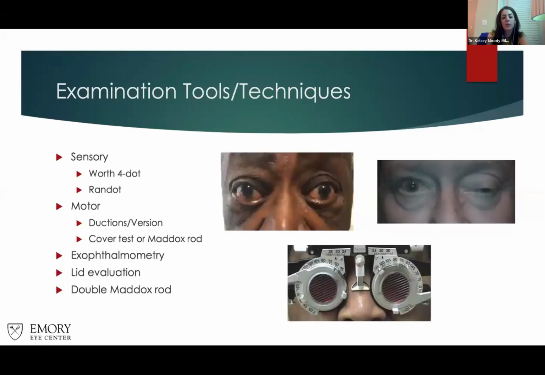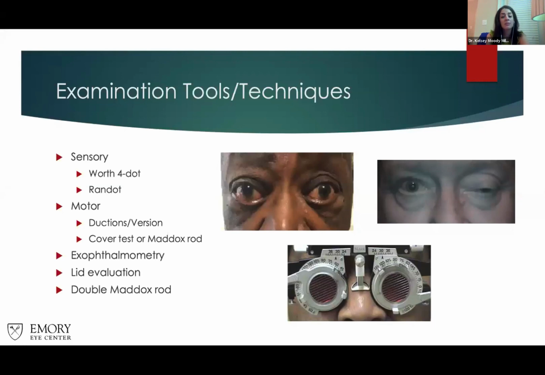The other things that we want to consider in addition to our basic sensory motor examination is looking at things like exophthalmometry. Is one eye more proptotic than the other eye? That can tell us that maybe something is localizing to the orbit for the etiology to the double vision. Taking a look at their eyelids, again, evaluating, could there potentially be a Horner syndrome that's associated with it? Could this be evidence of a cranial nerve 3 palsy?